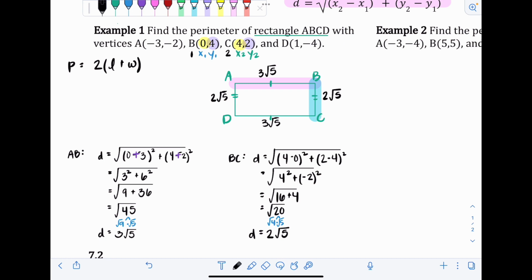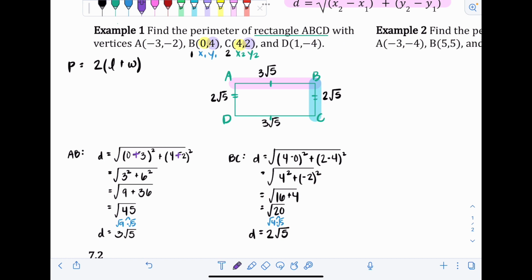So all these numbers have radicals, and they all have 5 inside. So that means they're like terms. So we can add them just by adding the numbers in front. So it'd be 3 plus 2 is 5, plus 3 is 8, plus 2 is 10. So the perimeter should be 10 times the square root of 5.